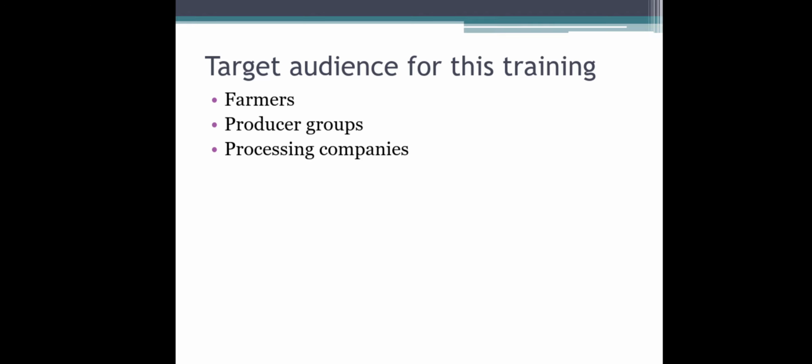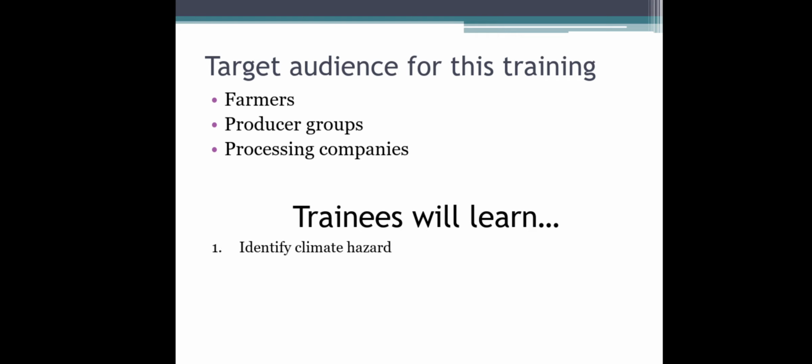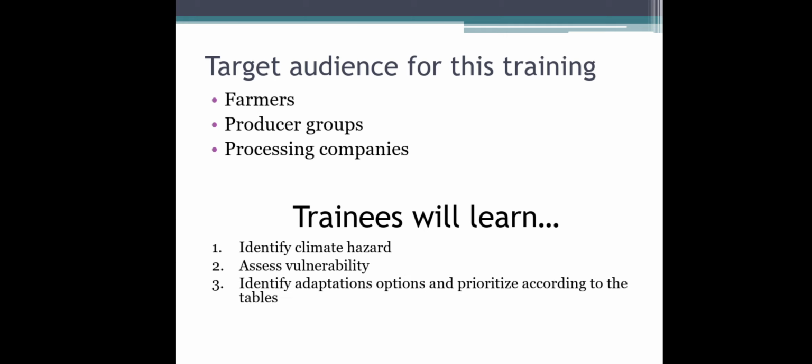Target audience for this training: this training can be conducted for farmers, for producer groups, or processing companies. Trainees will learn the following after the training. First, they identify climate hazards. They can assess vulnerability. They can identify adaptation options and prioritize according to the table. And also, they can choose the best option and implement it in their business.